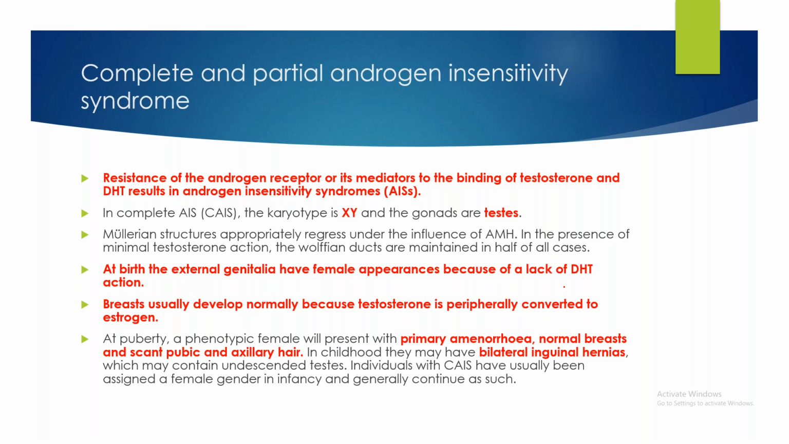Breasts will develop normally at puberty because there will be peripheral conversion of testosterone to estrogen. So breasts will be normal, gonads will be testes, karyotype will be XY, primary amenorrhea will be there, and scant pubic and axillary hair. These are the diagnostic features of complete androgen insensitivity syndrome. In childhood, they may have undescended testes and bilateral inguinal hernias. Usually they will be assigned female gender because external genitalia are of female type, and they will usually have female gender identity. I'm talking about complete androgen insensitivity syndrome.